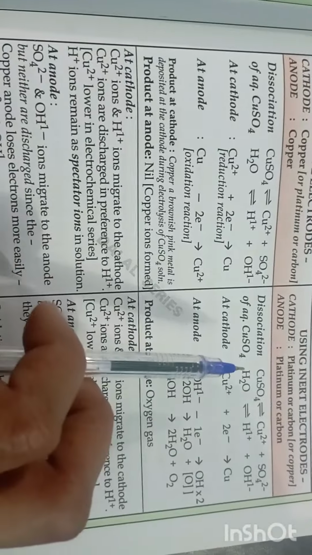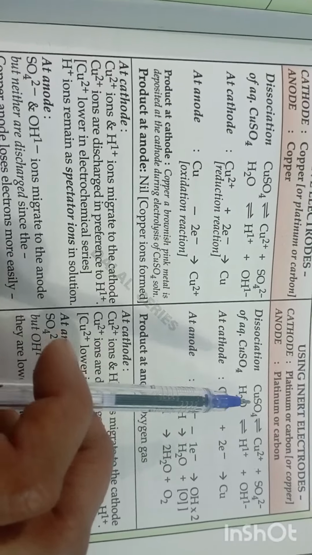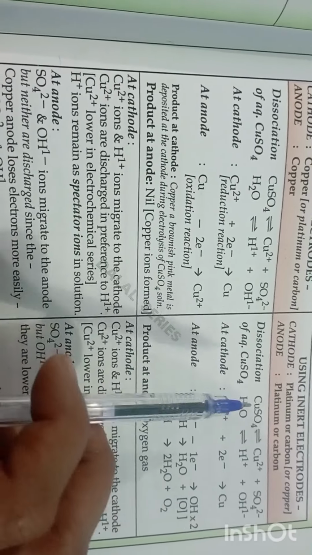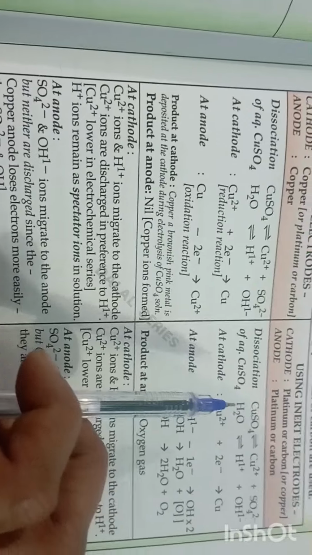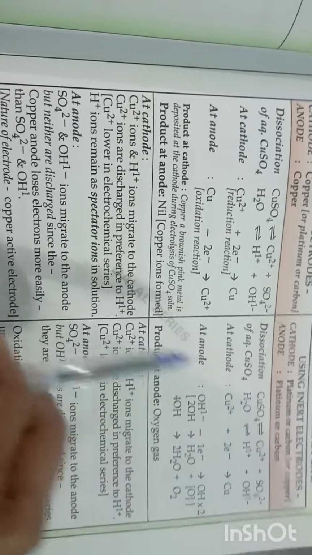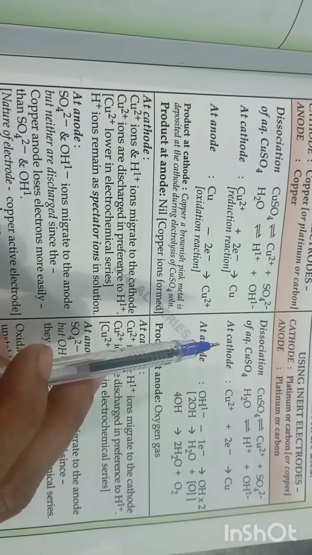Dissociation will take place as in the previous process. Now copper sulfate will get dissociated as copper 2 plus and sulfate, since it is an ionic compound, and H2O, being a covalent compound, ionizes into H plus and OH minus ions. Now the reaction at the cathode will be the same.